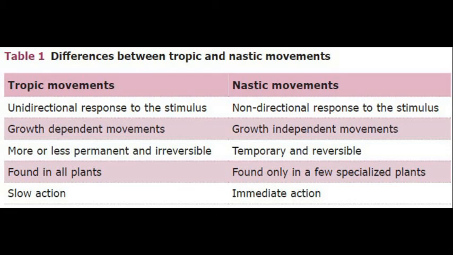Tropic movement is found in all parts, and nastic movement is found only in a few specialized plants. That means in the touch-me-not plant and so on, you can see the nastic movement clearly. Tropic movement is a slow action. It will take time. Suddenly it will not show the response. But nastic movement is an immediate action.